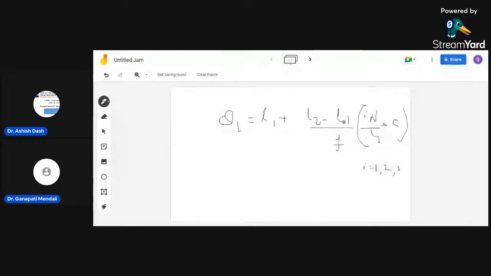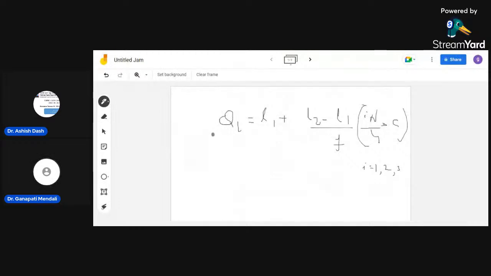L1 is the lower limit of the ith quartile class, L2 is the upper limit of the ith quartile class. C is the cumulative frequency of the class preceding the ith quartile class. F is the frequency of the ith quartile class. Because of the time constraint we are not able to solve how to calculate the quartile, but you can follow a book, where you can see how to compute the quartile.